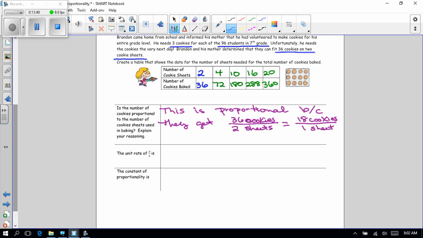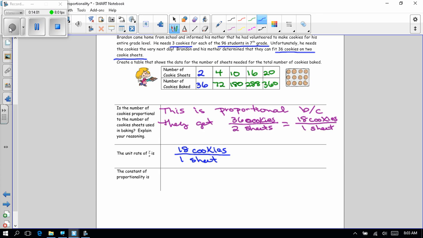So what's the unit rate? Well, we just calculated it, didn't we? The unit rate, we just found it to be 18 cookies for 1 sheet. That must be a big cookie sheet because I don't think I could fit that on mine.